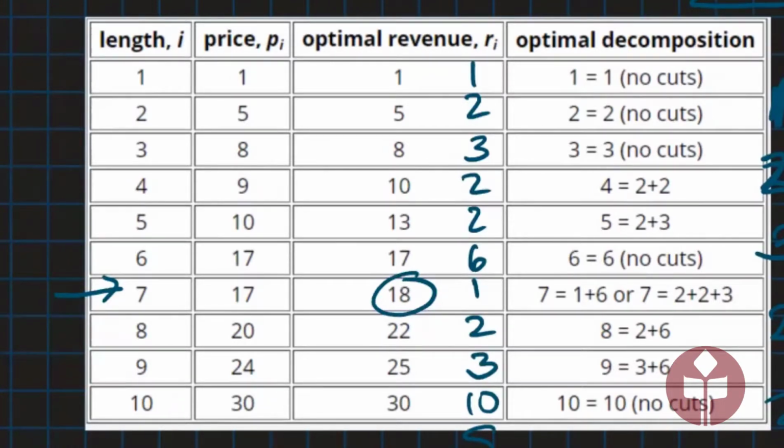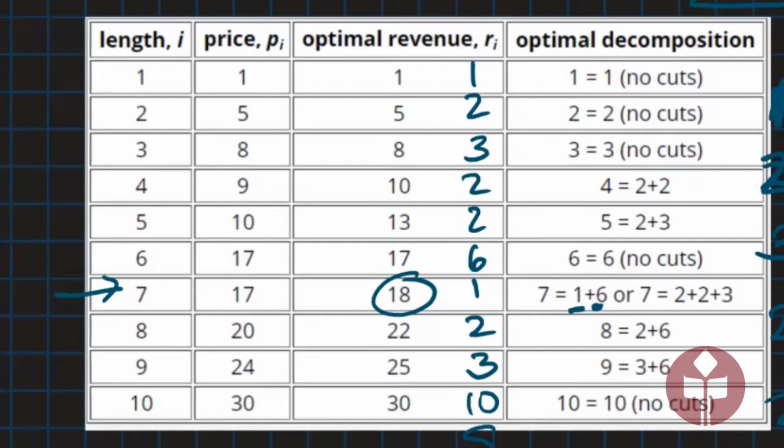So S of 7 is 1. So I know I need a cut of length 1. That's the first cut. We replace the 7, because we calculated S of 7, with 7 minus 1. So now it becomes 6. Now we look at the S of 6 value. Notice that S of 6 is 6. So that's the next cut. 6 minus 6 is 0, so we stop.